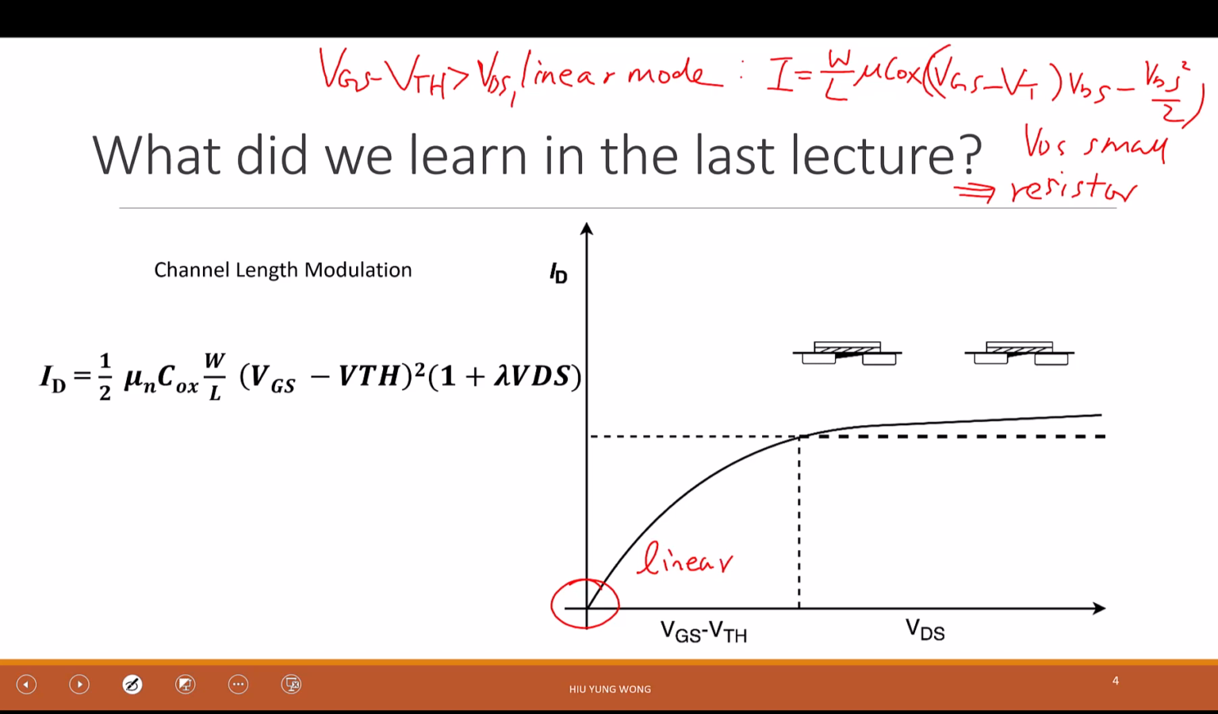And this is the linear region. We also call it triode region, or it works like a resistor. But if we keep increasing the VDS, eventually when VDS is larger or equal to VGS minus VT, it enters into the saturation region, right? And this is the region at which you can use it as a current source.